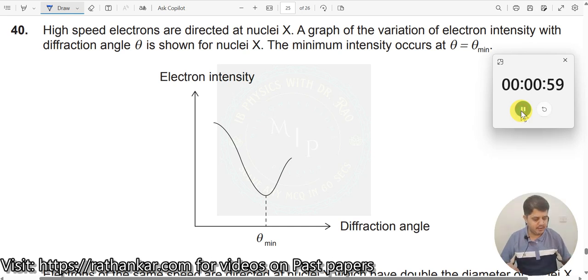Question number 40. High speed electrons are directed at nuclei X. A graph of the variation of the electron intensity with diffraction angle theta is shown. It's an experiment on diffraction. So you see here, the diffraction angle is lesser and the intensity is also lesser, then it increases.